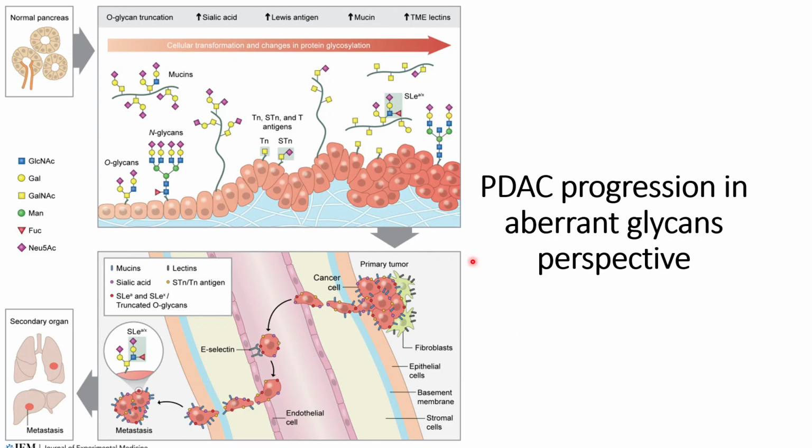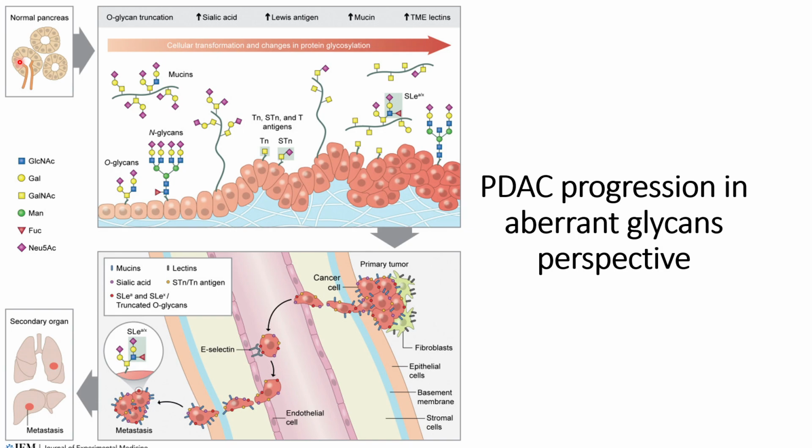In this video, we will discuss PDAC progression in terms of glycan or aberrant glycosylation that occurs in pancreatic cancers. Later on, we will discuss how this aberrant glycosylation also helps in immune evasion. So let us quickly understand these topics in brief. This is the normal pancreas.